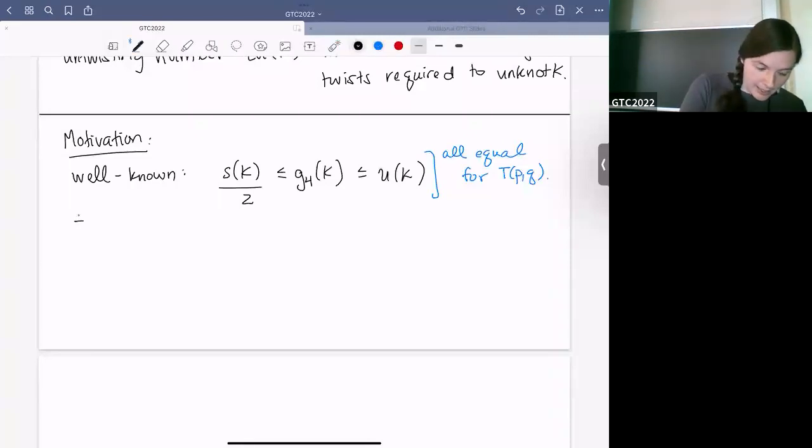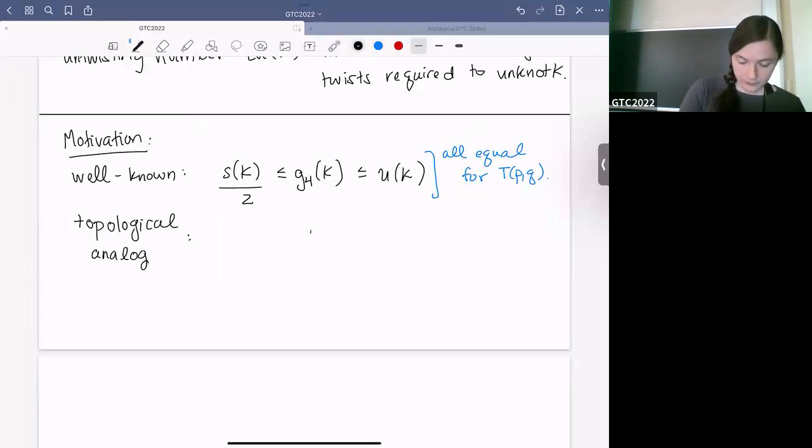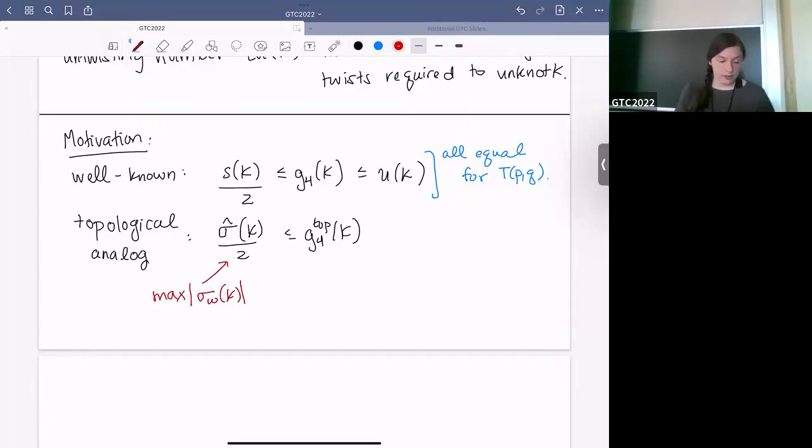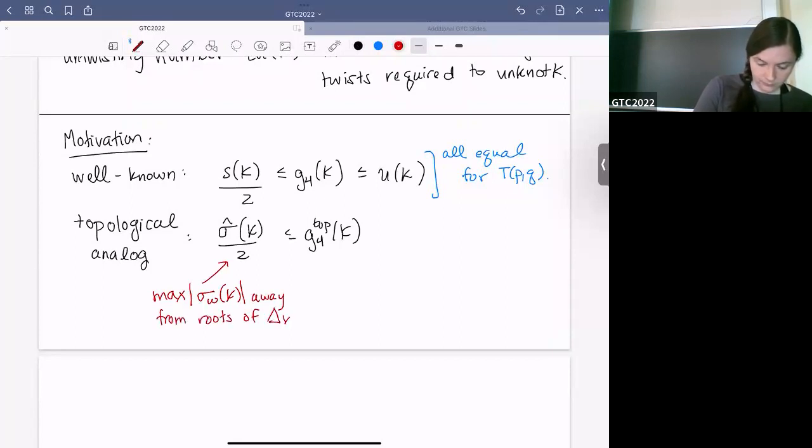And so if I try to replace that G4 with the topological version, so let's say topological analog, I'm going to replace that with the topological four genus, and so now I don't require my surface to be smooth, I require it to be topologically locally flat. Then the analogous lower bound, I'm going to write sigma hat of K over 2. This is just the maximum of the Levine-Tristram signature function, a classical concordance invariant of knots, away from roots of the Alexander polynomial. So this gives a pretty nice lower bound when it works.